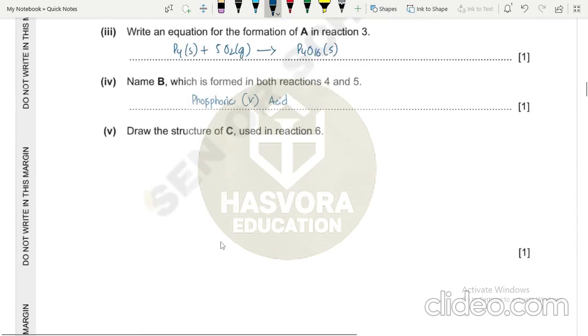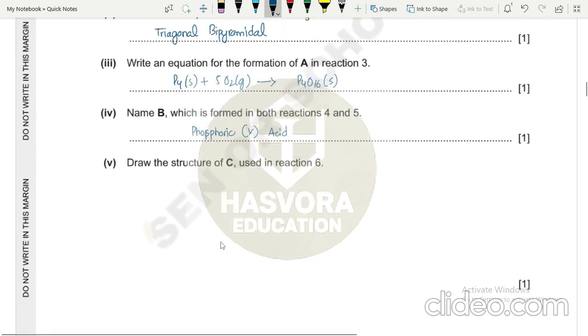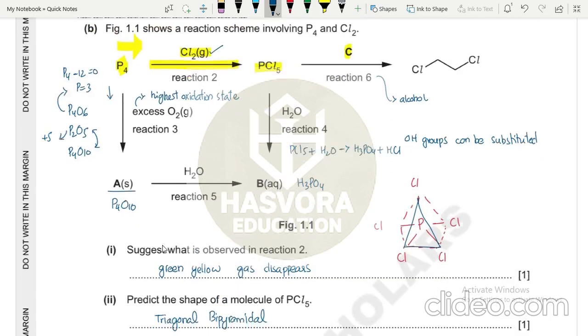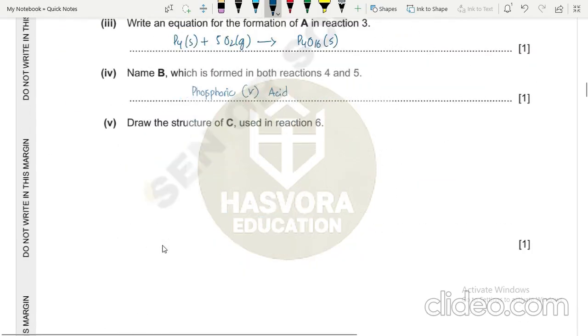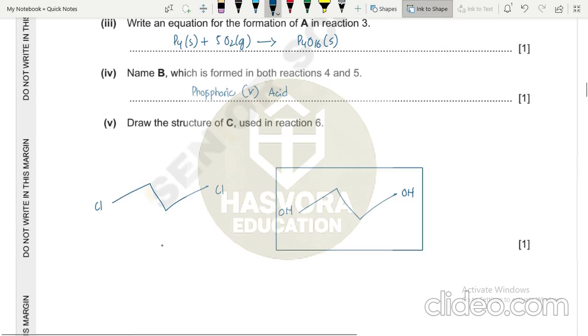Okay, let's move on to 5. Draw the structure of C used in the reaction 6. So C was this compound which we predicted that it can be an alcohol. So we are just going to replace the points. So this was what was being formed, and this will be the C. OH can be here and OH can be here, so it will be replaced. So this will be the structure of C.